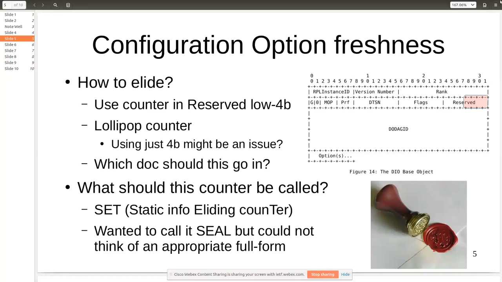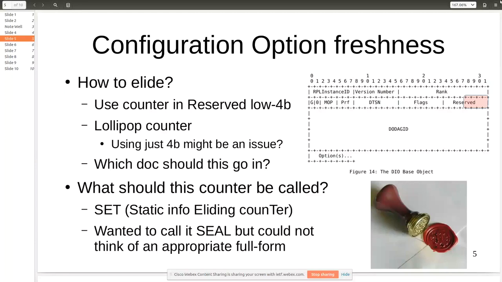Okay, so let's begin. Just a quick recap of what we discussed last time. The first was the problem of eliding the options. We discussed what the problem was, and we had a quick solution. We had this discussion back on the mailing list. Having said that, as of now, we haven't.